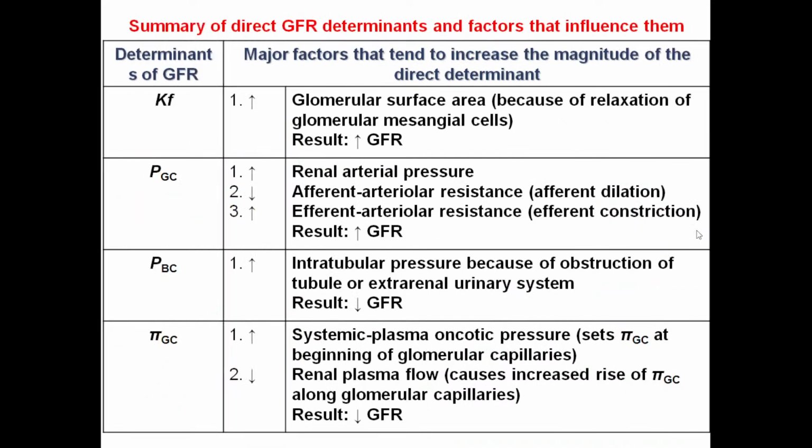On this slide, you can see the summary of main factors that might affect the glomerular filtration rate. So what do we have here? The first one is the filtration coefficient. And here we need to talk about glomerular surface area, which might change because of the relaxation of glomerular mesangial cells. And this will result in increased GFR.